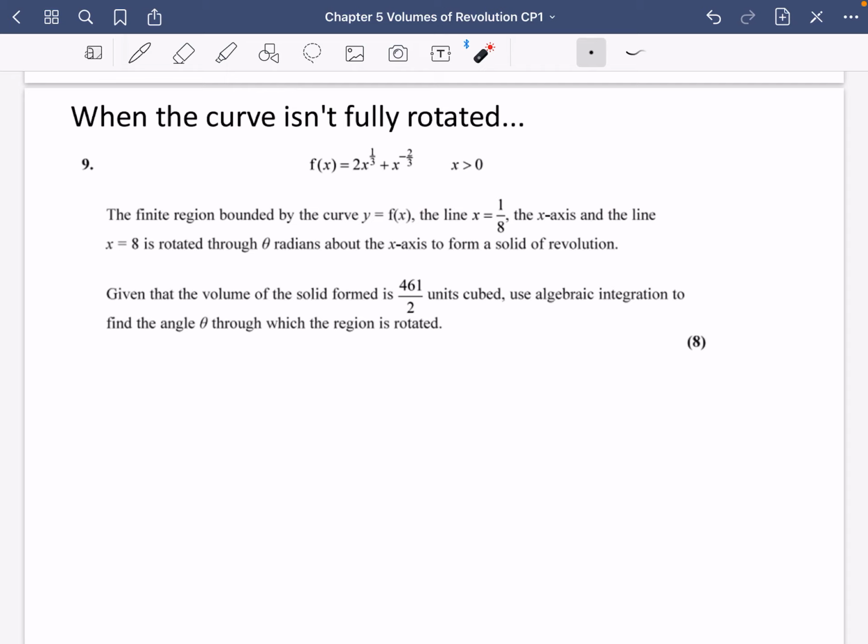Okay, so this is when things get kind of interesting, because so far the curve has been fully rotated 360 degrees, but in this question you're going to see that we need to find out how much it has been rotated. So let's read the question and then we'll talk a little bit about this.